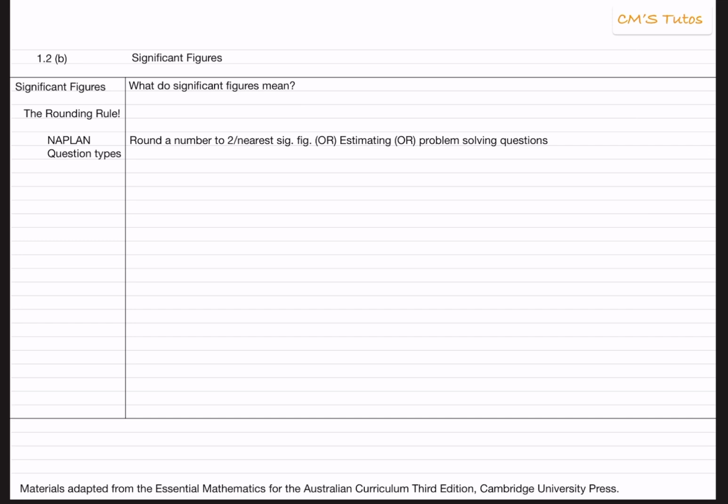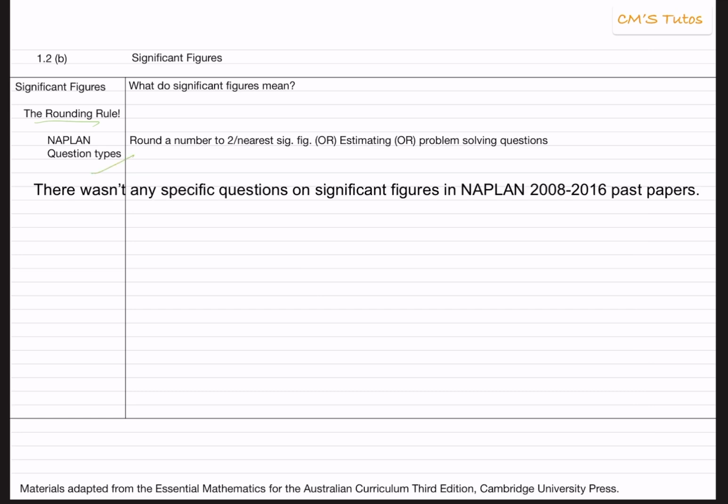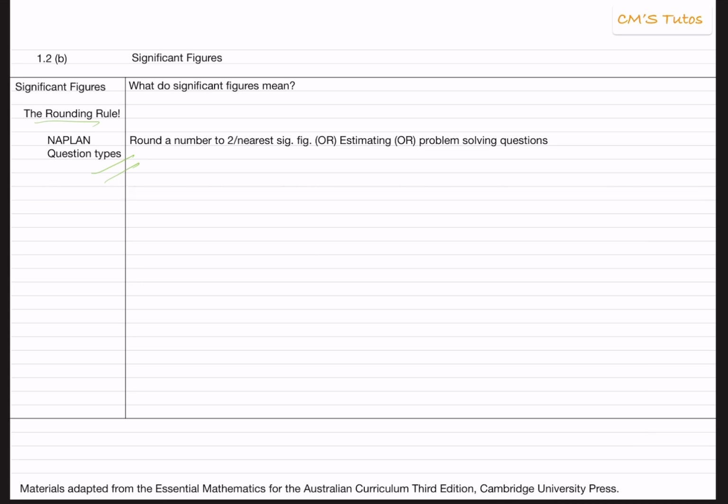We will have a look at what significant figures mean, the rounding rule, and the NAPLAN question types. But for NAPLAN question types, there isn't much about significant figures, but in the future, it might come up as rounding a number to 2 or the nearest significant figure, or estimating, or problem solving questions.